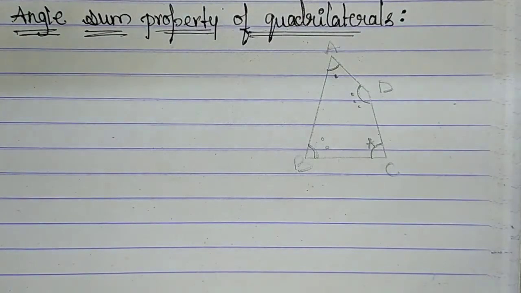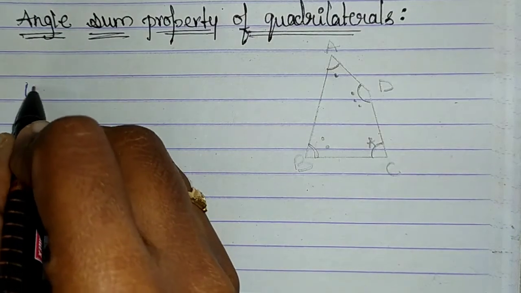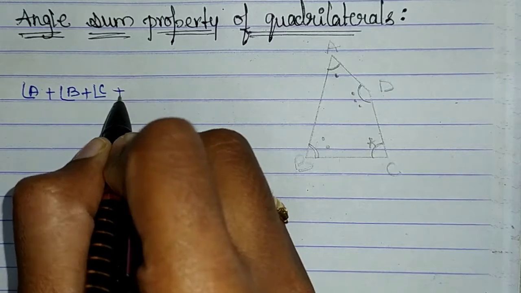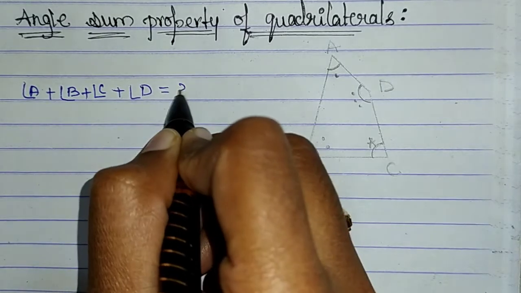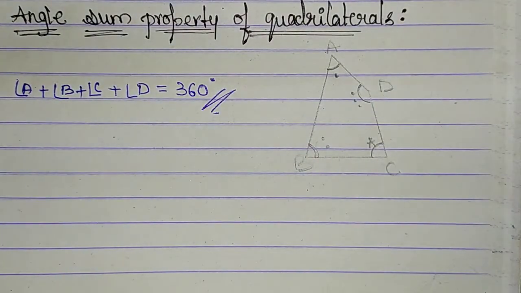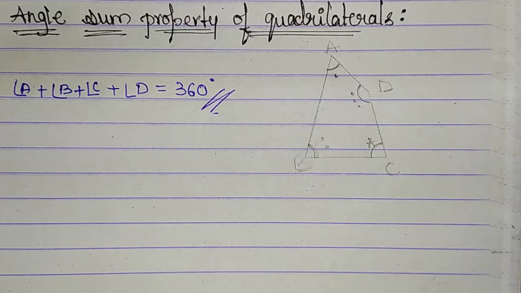So as we said, in a triangle, the sum of all the interior angles is 180 degrees. Similarly, in a quadrilateral, when we add all the angles, angle A plus angle B plus angle C plus angle D is always equal to 360 degrees. This is the angle sum property of quadrilaterals. Actually, there was a proof for this angle sum property of quadrilaterals, but it has been deleted.